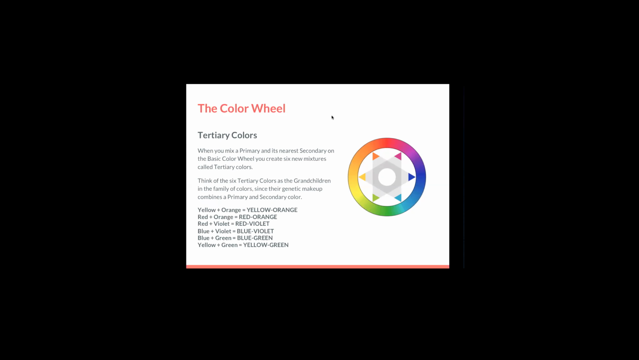When you mix a primary and its nearest secondary on the basic color wheel, you create 6 new mixtures called tertiary colors. Think of the 6 tertiary colors as the grandchildren in the family of colors, since their genetic makeup combines a primary and secondary color. That kind of makes sense. So yellow and orange equals yellow-orange. Red and orange equals red-orange. Red and violet equals red-violet. Blue and violet equals blue-violet. Blue and green equals blue-green. And yellow and green equals yellow-green.